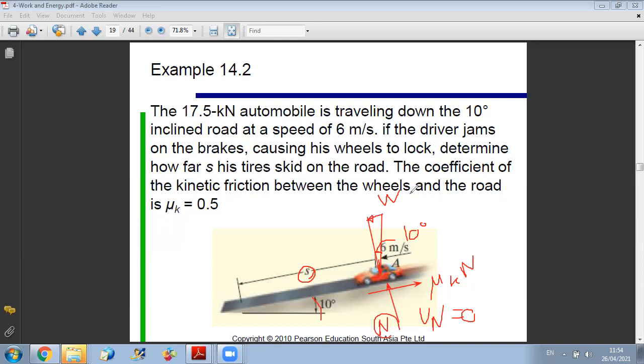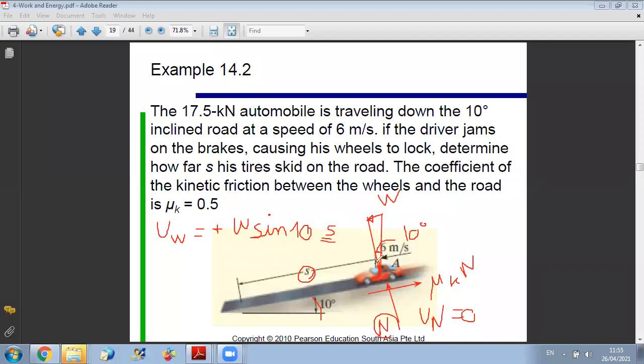Therefore the projection of the weight on the direction of motion here is positive. It's logical, because when you are going down, the weight will help you in motion. So the weight will do a positive work. UW will be equal to the projection, which is plus W sine 10 times S. Since we don't know S, we will express the work as a function of S.